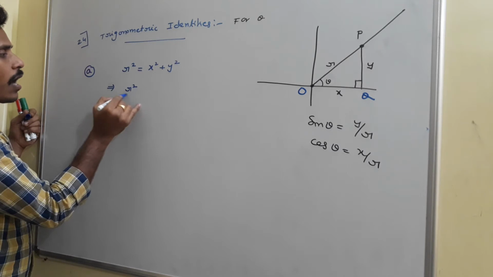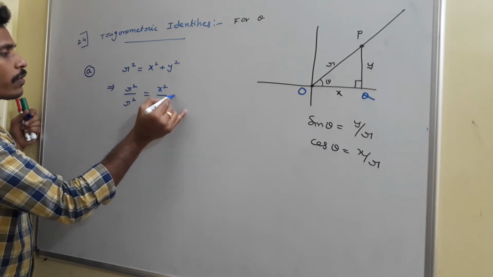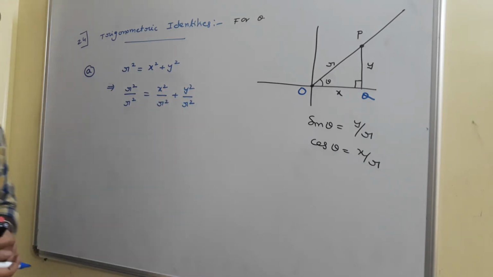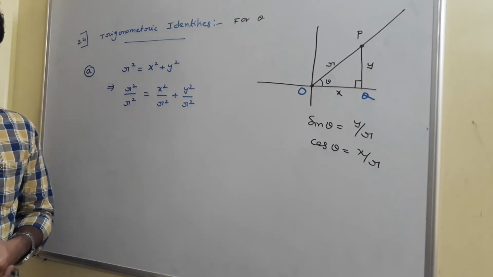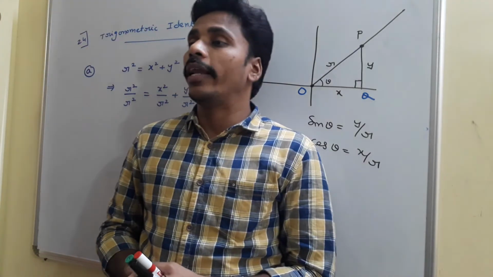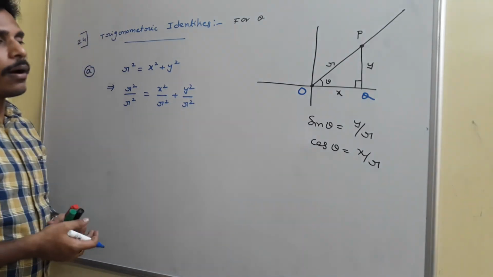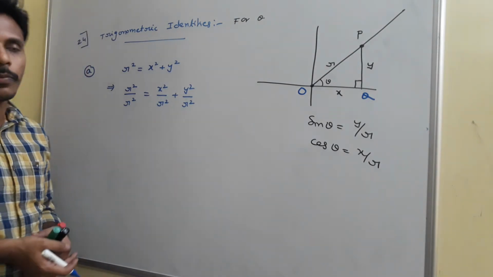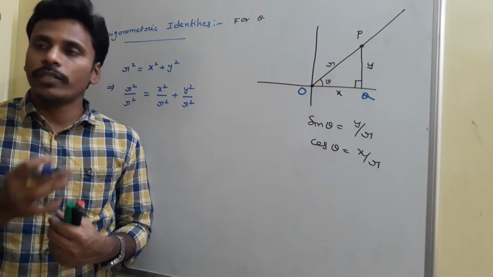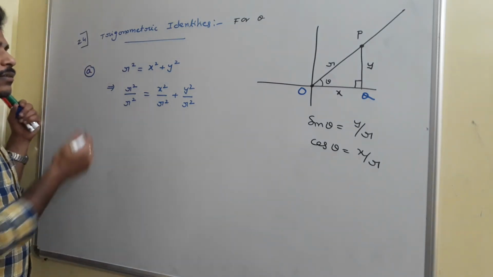Then it becomes r square by r square is equal to x square by r square plus y square by r square. Divide everything by r square. Is it possible? Division by r square? Yes. For sure the division by r square is possible, because r can't be 0 at any time. Because r is the distance between O and P. Since r is always non-zero, division by r square is possible, right? Division by 0 is not acceptable, okay? Division by a non-zero is always correct. Since here r square is non-zero, you are allowed to divide by r square.